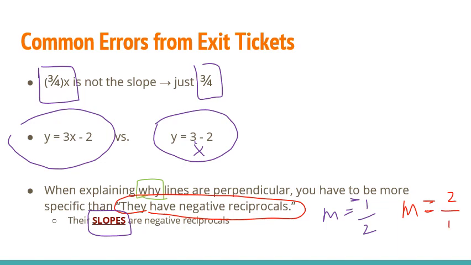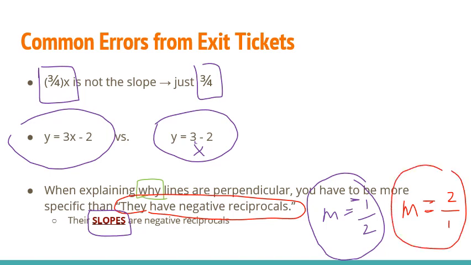Okay, and one more quick distinction on that. Just because it's called a negative reciprocal, it doesn't mean that the result is negative. Like for example, that's the negative reciprocal of the slope that I wrote in purple. One of them is going to be positive, one of them is going to be negative.